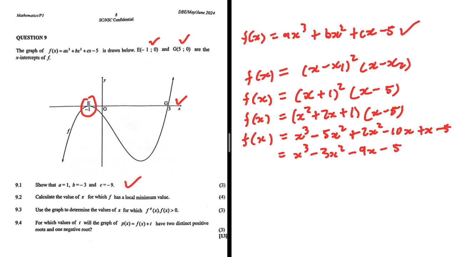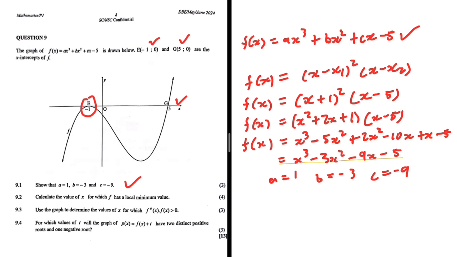Clearly, we can see that a is equal to 1, the coefficient of x to the power 3, and b is equal to minus 3, the coefficient of x squared, and then c is equal to minus 9, the coefficient of x. We have shown that a is equal to 1, b is equal to minus 3, and c is equal to minus 9. Right, so let's be careful of this. When we have an x-intercept that also serves as a turning point, we can use it twice.